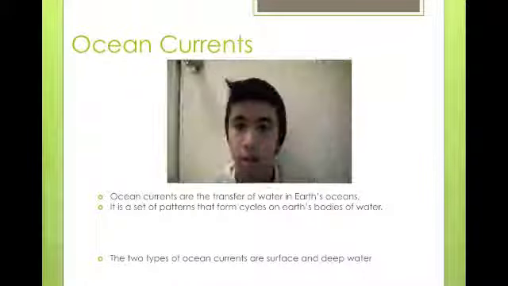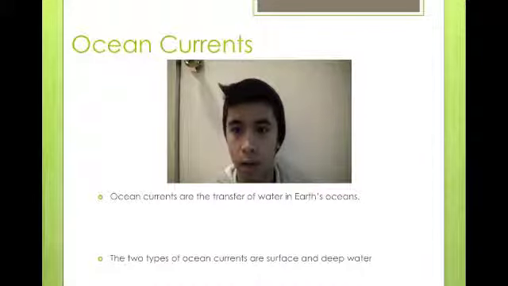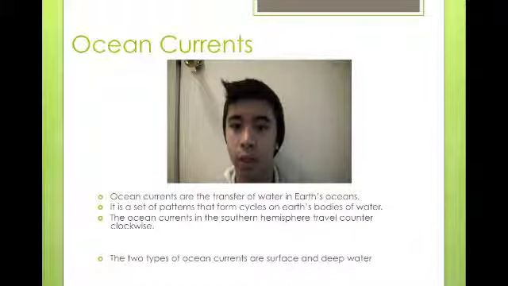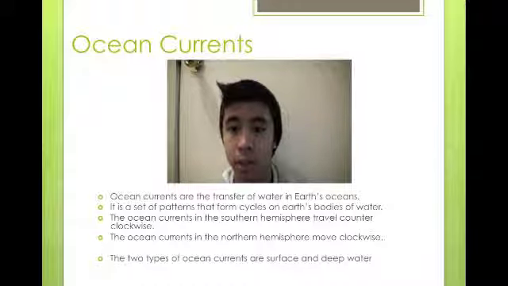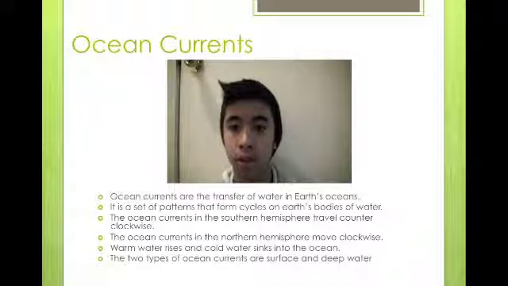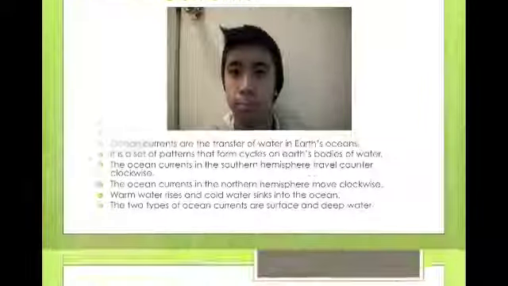Ocean currents. Ocean currents are the transfer of water in Earth's oceans. It is a set of patterns that form cycles on Earth's bodies of water. The ocean currents in the southern hemisphere travel counterclockwise. The ocean currents in the northern hemisphere move clockwise. Warm water rises and cold air sinks into the ocean. The two types of ocean currents are surface and deep water currents.